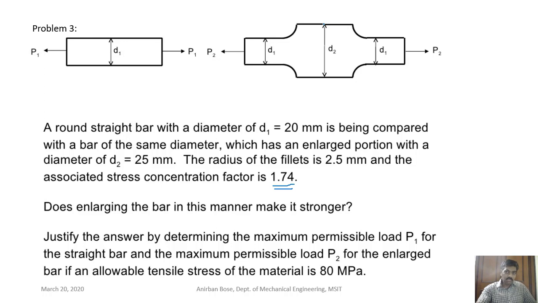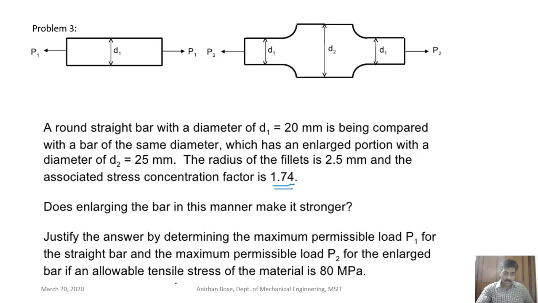So apparently you get an idea that if the cross section is more, probably this is a much stronger component compared with this one. Let's check whether this is stronger or not. Let us find out the permissible load P1 and permissible load P2 for these two components, and if we find that P2 is more, that means this one will be stronger definitely. This is not a very difficult one.